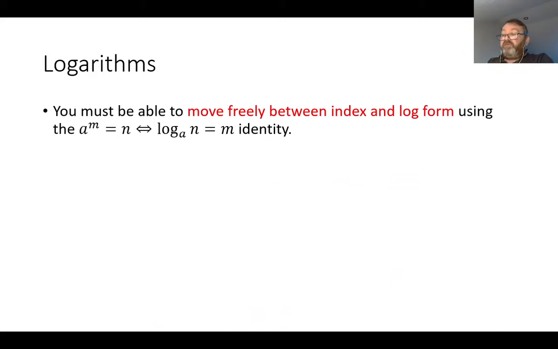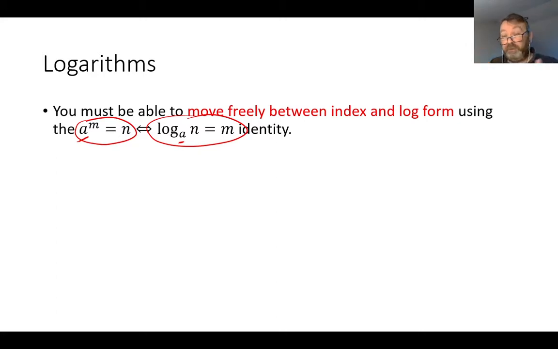You must be able to move freely between index and log form using that identity. Okay, a to the m equals n, log to the base a of n equals m. Now here's what I want to point out to you. The nice thing to remember about changing form between exponential and logarithm form is this. In the exponential form, the base on the left hand side is a. In the logarithmic form, the base on the left hand side is a. So therefore, whatever the base is in index form will also be the base in logarithm form. And likewise, vice versa. Whatever is the base in logarithm form will also become the base in exponential form.